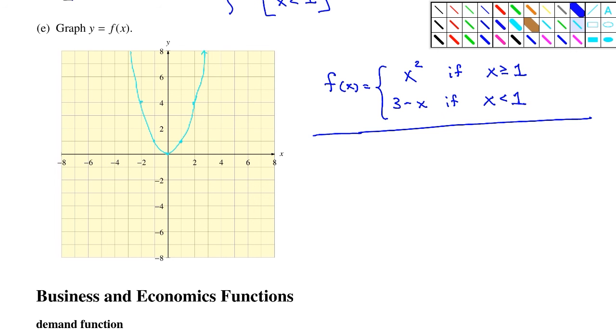Looks like that, sort of. And then you go back and you really darken in the part that corresponds to the domain. So the x has to be greater than or equal to 1. So we know that that starts at this point, 1, 1. And greater than is the right side. So we would use this.